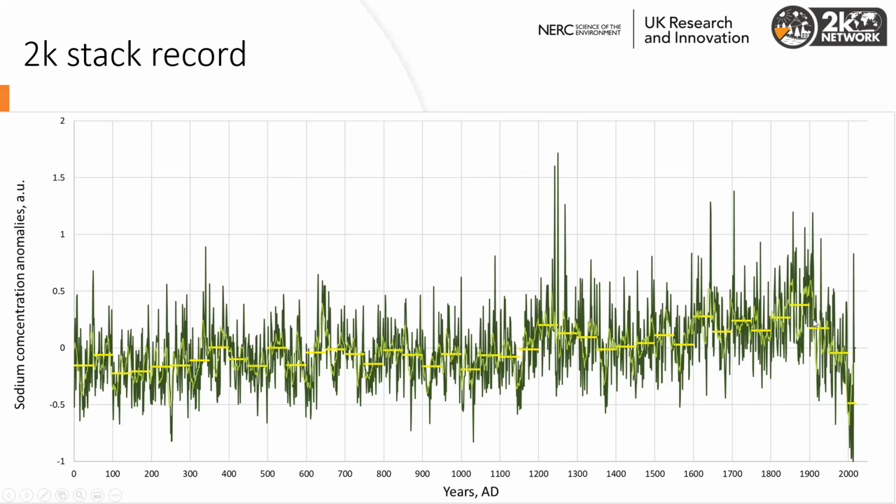Yes, of course, it was proved that the Little Ice Age was not evenly distributed over Antarctica, and probably was not present in all the Antarctic records. But in our stack record, we can see that during the Little Ice Age, we definitely observe a statistically significant positive anomaly. But the next interesting thing about this record is that over the 20th century, we can see a certain decline in sodium anomaly.